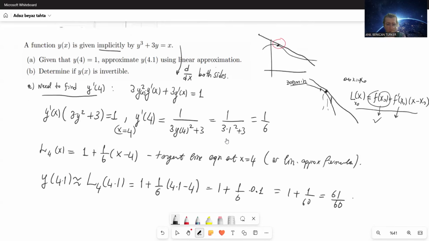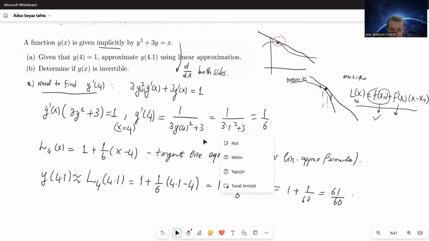So let's solve this part B. Determine whether y is invertible or not. So how to determine it? Let's think. Locally it is invertible, right? Because there is some tangent line which is not vertical. Since it is not vertical, it is the graph of something. But whether y is invertible in general or not, I don't know. Maybe you need to work on some solution of it.